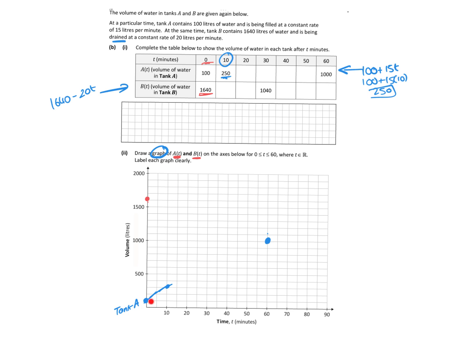One cylinder is being filled, so we know that the volume is increasing. One cylinder is being drained, so we know that the volume is decreasing. So that's what our graph should look like at this point. Guys, the word graph means a plotted line.